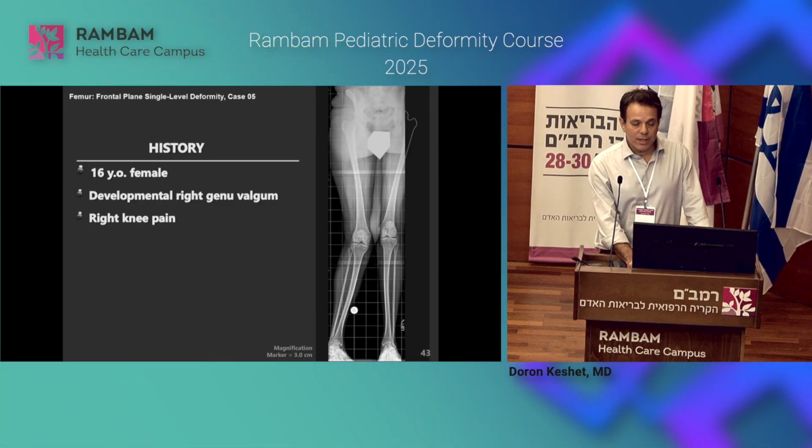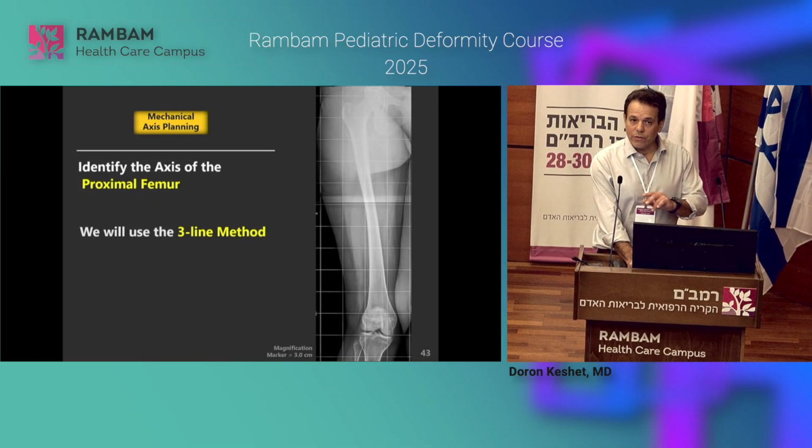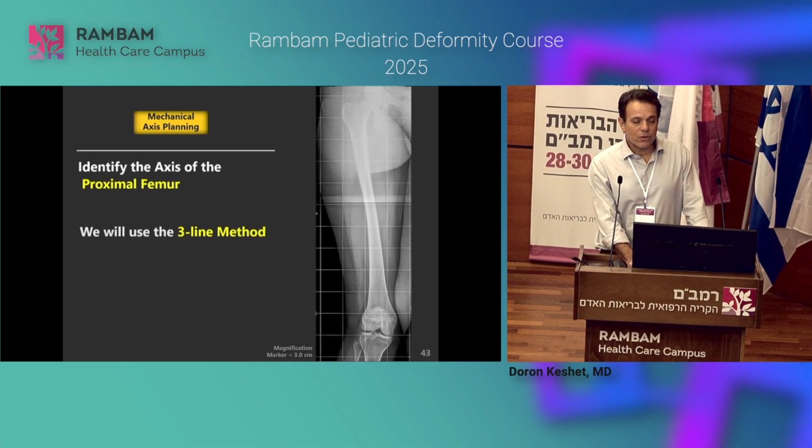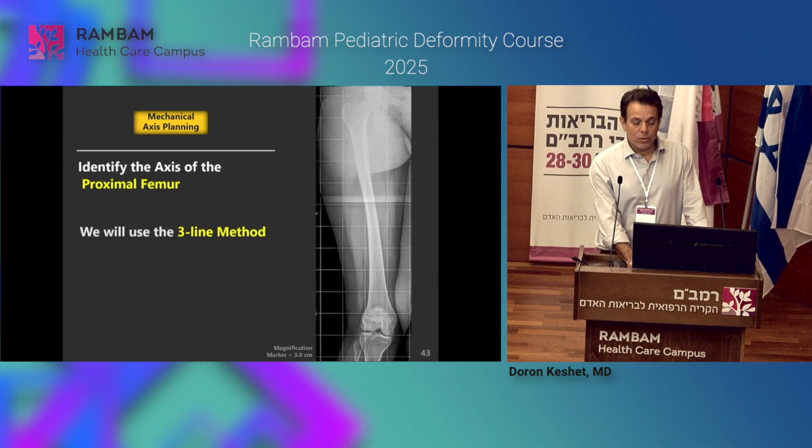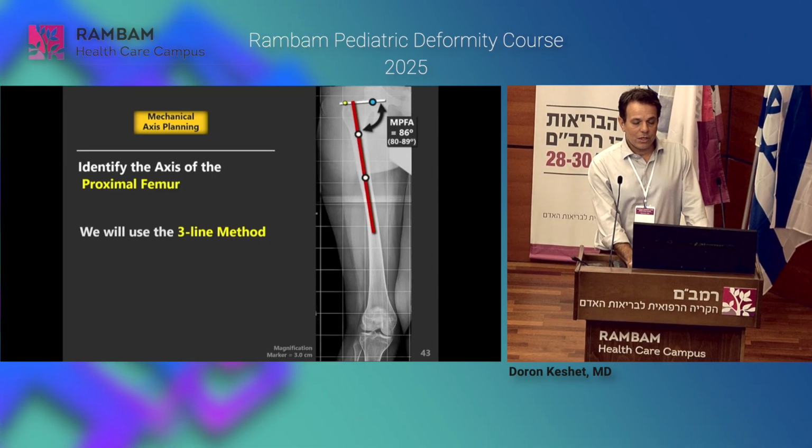This is a 16-year-old female who developed right genu valgum and right knee pain. For the purpose of this short talk, we'll only focus on the right femur. So we need to identify the axis of the proximal femur. We will use the three-line method that was just learned.